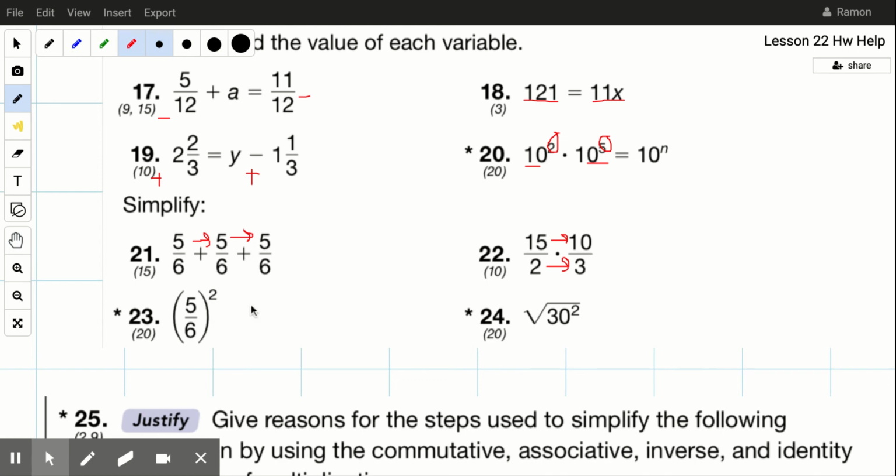23, 5/6 squared. So that tells us that we have 25 over 36. Now we're going to multiply. Or you could do 5 squared over 6 squared.